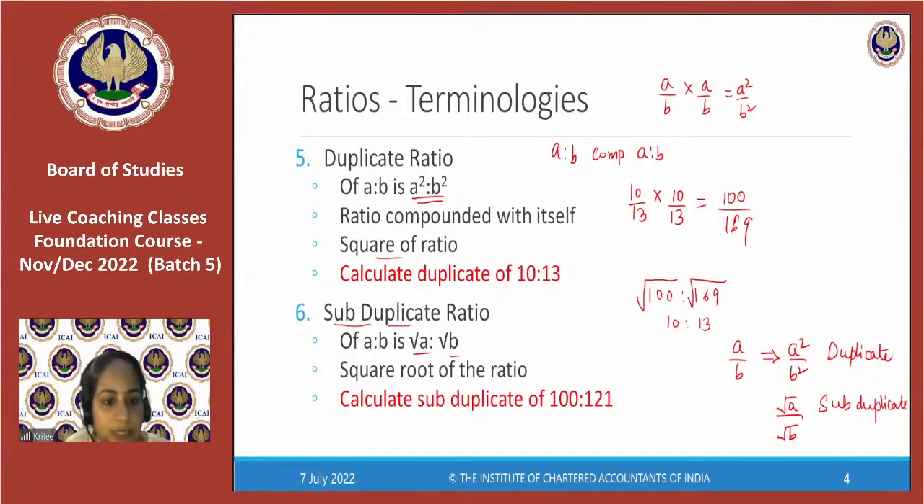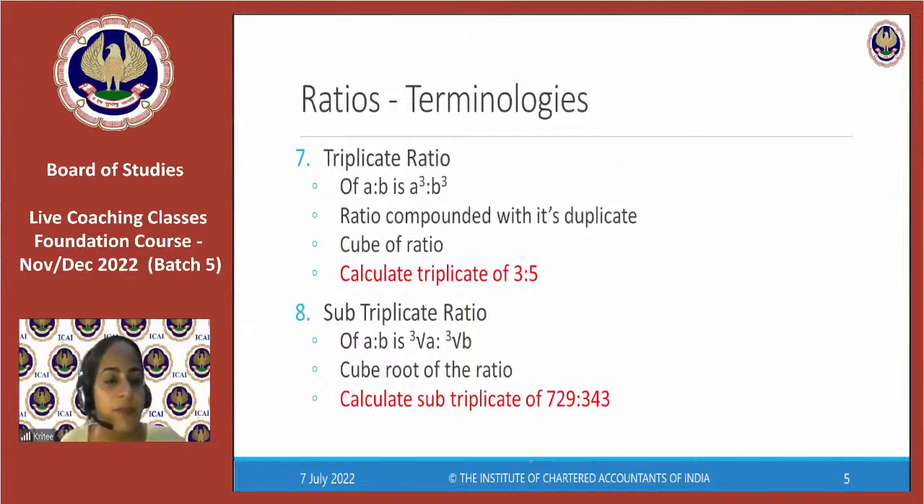Waiting again for your answers. Subduplicate of 100 is to 121. Yes, I've got the answers. Sakshi, it's not okay, you might be giving me the previous answer. Okay, so subduplicate of 100: the square root of 100 is 10, and the square root of 121 is 11. Yes, you are right. 10 is to 11 is the answer for this question. Very good. Nice, quick responses. Okay, so we can go very quick further then.